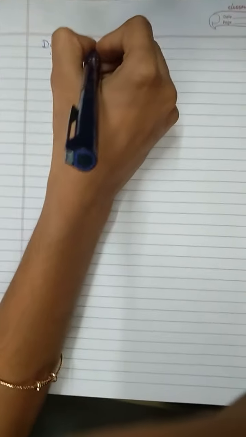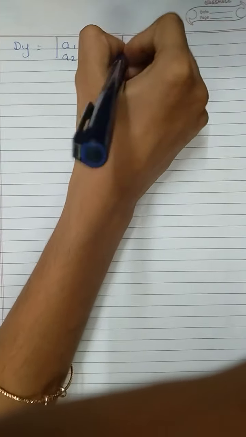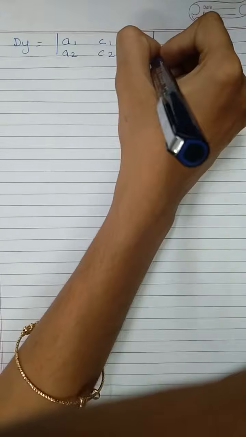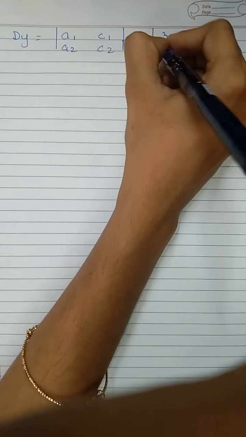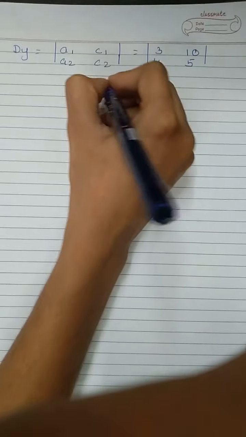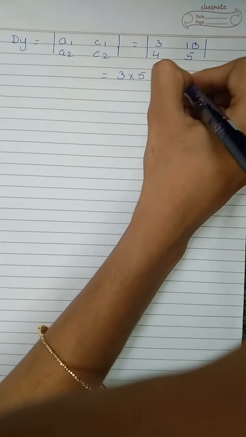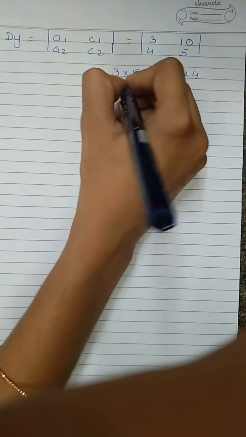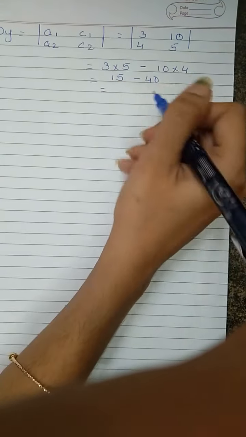Now the Dy formula is a1 c1 a2 c2. A1 term is 3, a2 term is 4, c1 term is 10, c2 term is 5. Cross multiply: 3 into 5 minus 10 into 4. 3 fives are 15, 10 fours are 40, 15 minus 40 is equal to -25.